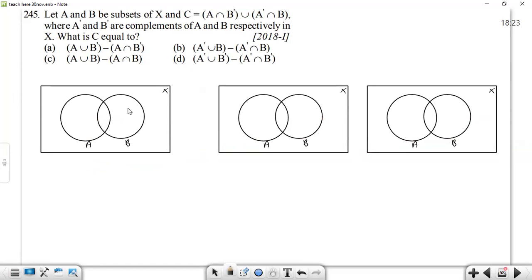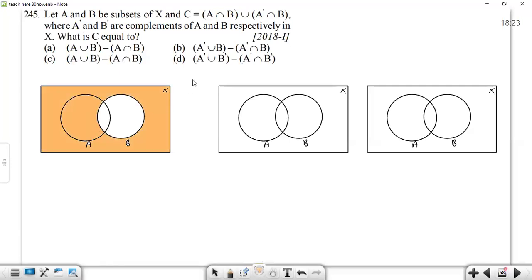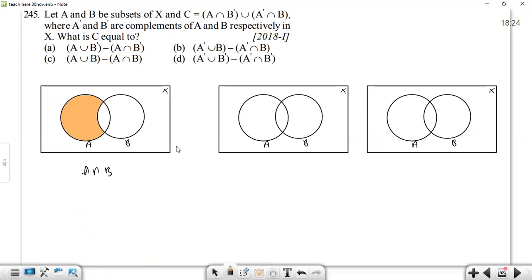A, B are the subsets of X, where C set is A intersection B complement. So what is B complement? B complement is this. And intersection with A is this much only. Yes? This much only area is intersecting with A. So this diagram is of A intersection B complement.